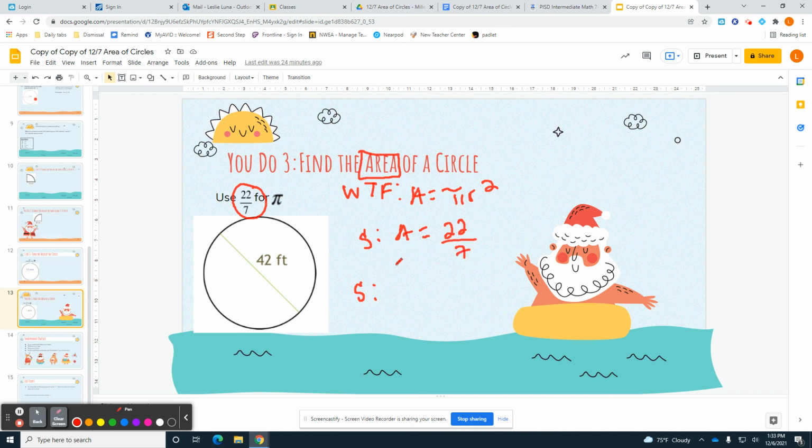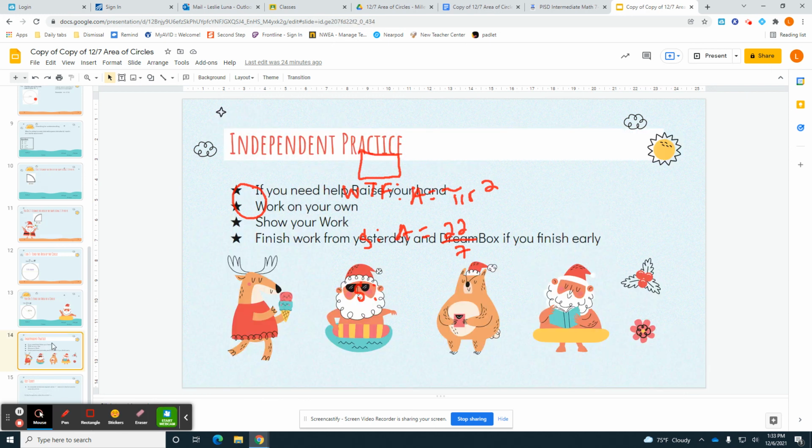And just like I told you yesterday, anytime they tell you to use the fraction, you have to use a fraction. It's going to give you a whole number versus a decimal. Okay, so you can't say, oh, well, I'm going to use 3.14. No, because it's not going to give you the same answer. Okay, so now you're going to go ahead and work on your independent practice.